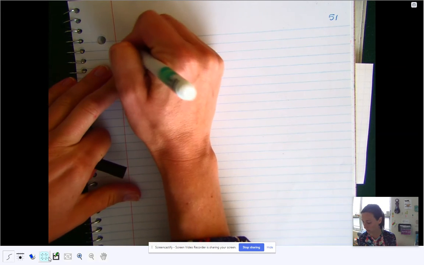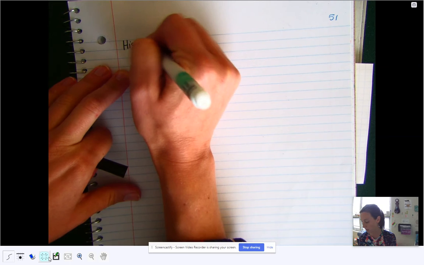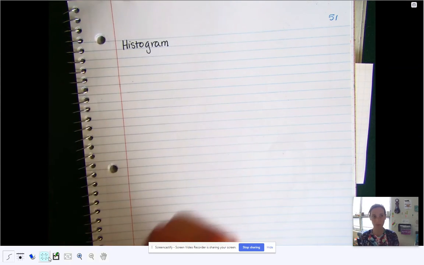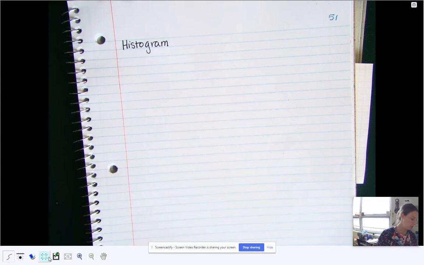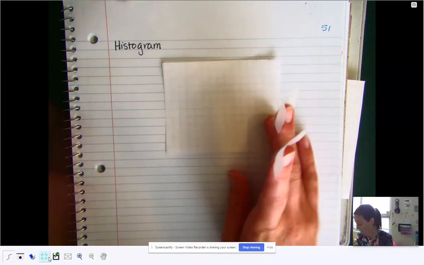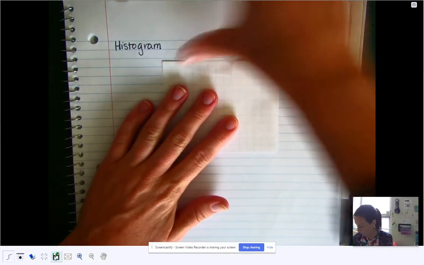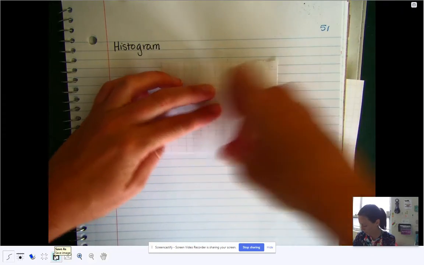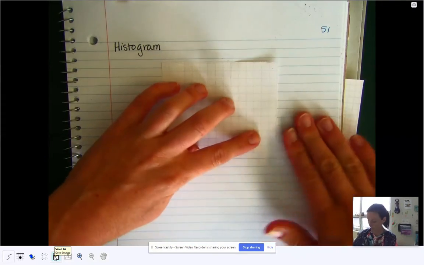And I should have given you a little piece of graph paper to use for this note. So I'm going to use tape, but you're going to glue it in right here. And we're going to write on it. And then you'll have a sample. I'm going to put that over here in the corner.